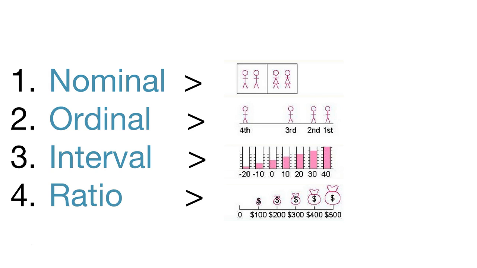The second one is ordinal, and ordinal is when we're ranking something. We have the raw data, and then we're going to order it in some way or rank it.